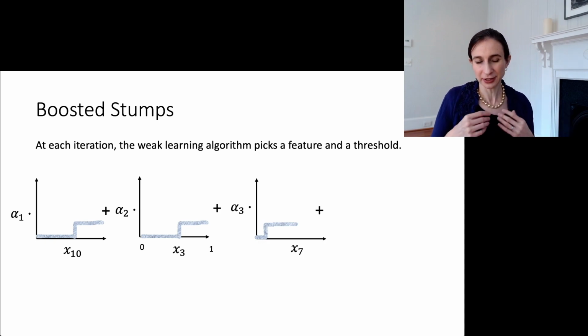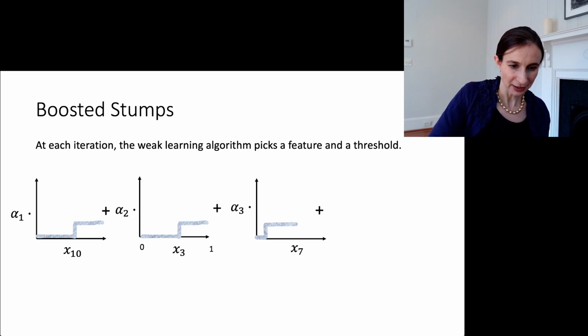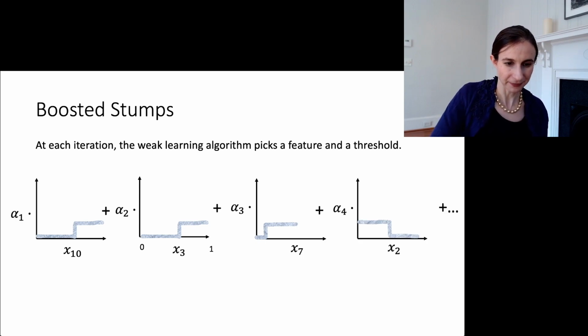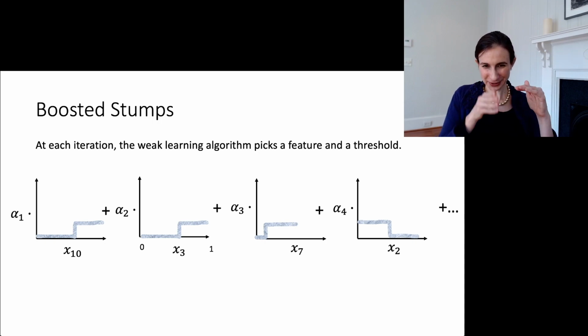At every iteration, the weak learning algorithm picks a feature and a threshold and puts a weight associated to it. And on and on and on. You can see over here, for the fourth iteration, it's picked x2 and it picked a weak classifier that's going down.